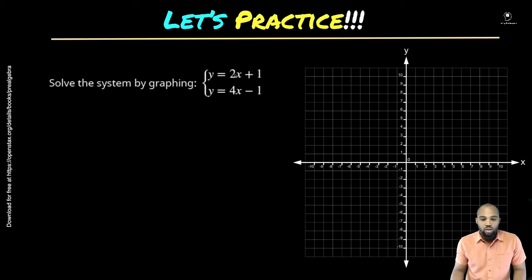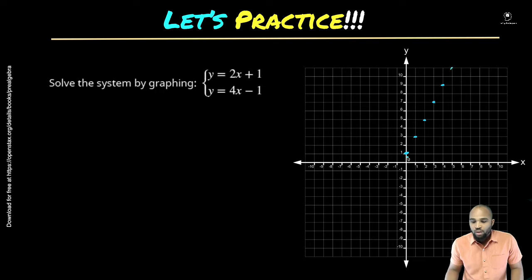Let's do this one. They're both in slope-intercept form, which is fun because I don't have to transform this into anything. I'm just going to plot it the way it is. So there's a 1 here going up 2 over 1, up 2 over 1, and I can go down 2 over 1, down 2 over 1.